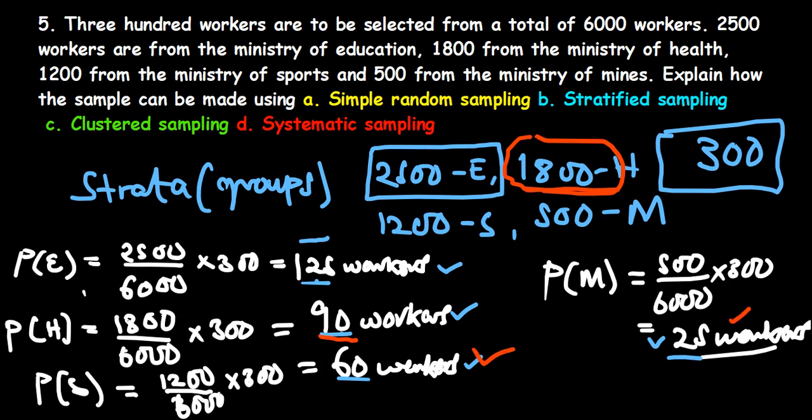So by the end, once you do a random sampling on the Ministry of Education, random sampling on this, random sampling on this, and random sampling on the Ministry of Mines, you end up with your what? Your desired sample, which will be 300 what? Workers. So that's how you use the stratified sampling method. Any questions there before we go to the clustered?